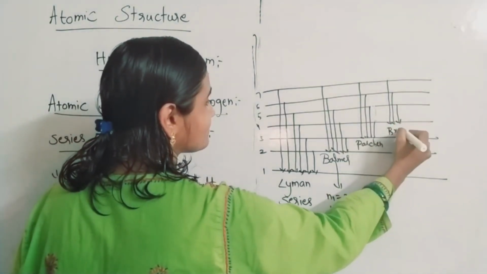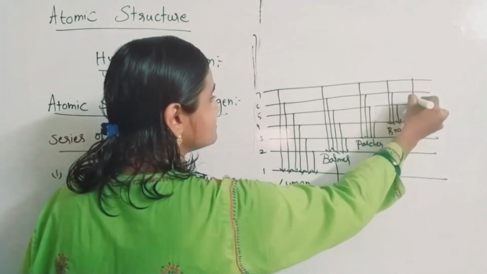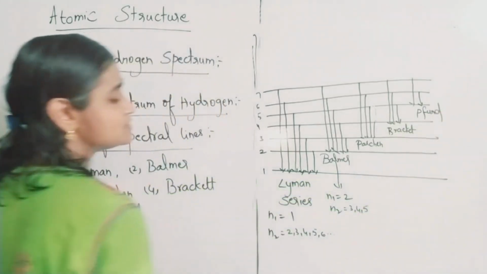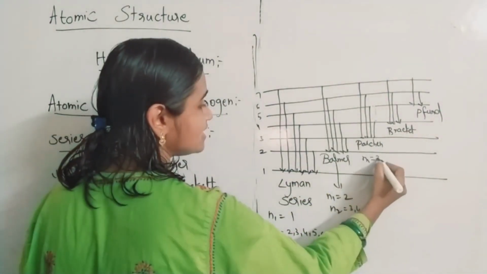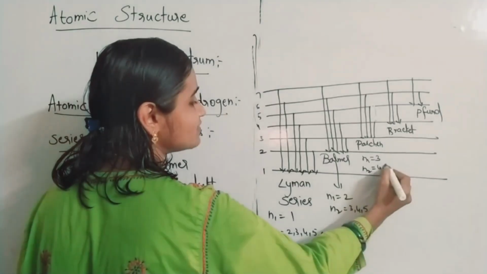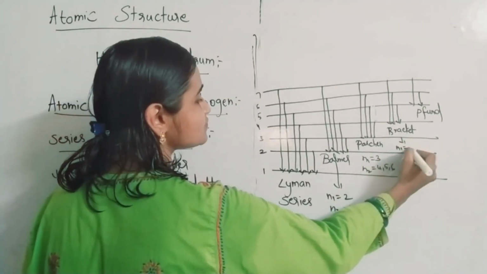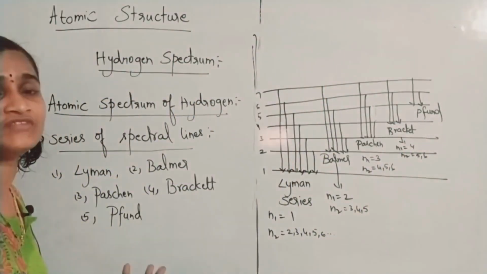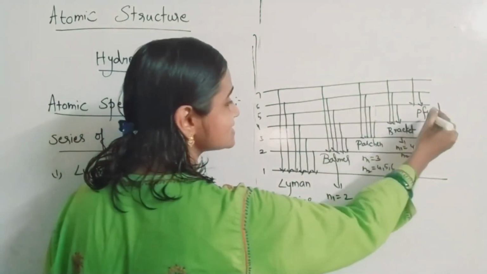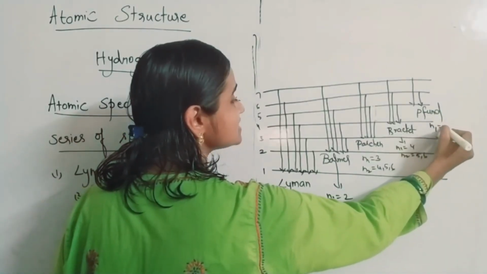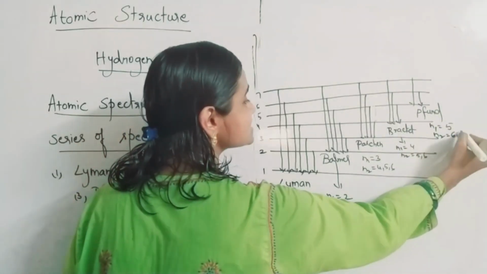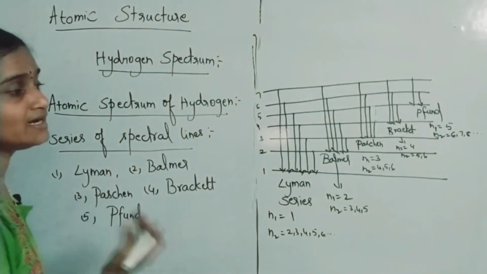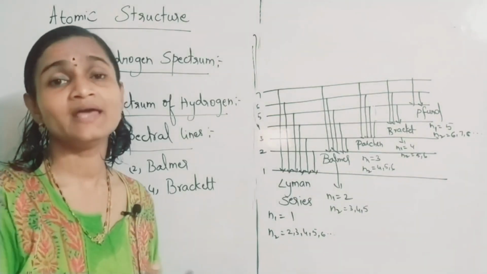Brackett, Pfund, right? So here for Paschen, N1 is 3, N2 can be 4, 5, 6 and so on. Here N1 is 4, N2 can be 5, 6 and so on. Any of the higher energy levels to the fourth orbit, if they return back, you will find the Brackett series. And in case of the Pfund series, N1 is 5 and N2 can be 6, 7, 8 and so on. So accordingly you have series of spectral lines, and these are very well explained by Niels Bohr.